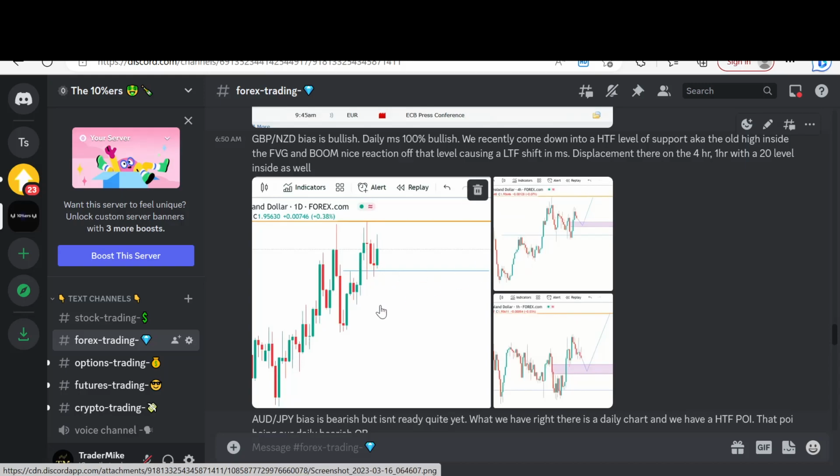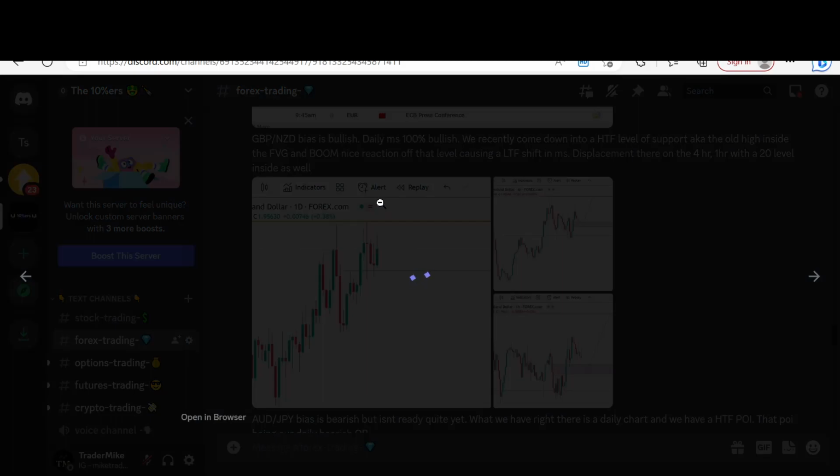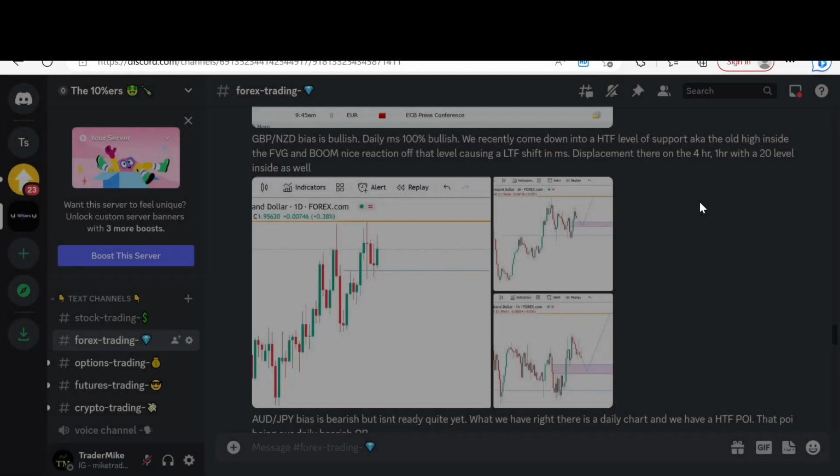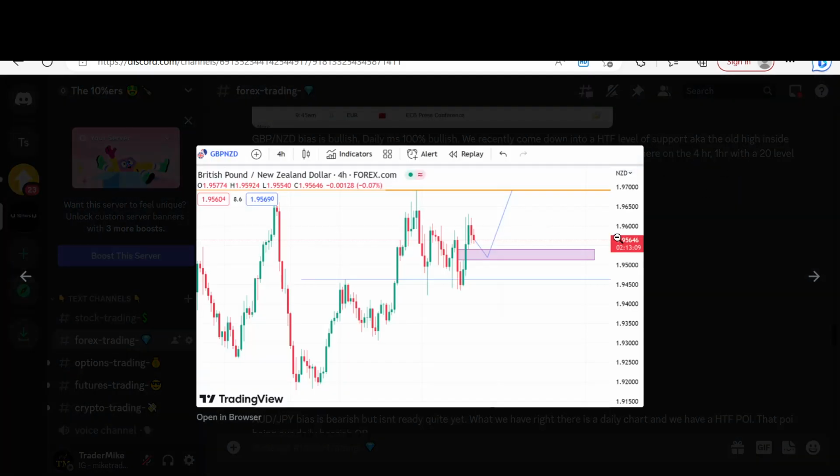And here are the 3 charts that I posted. Let's let it load real quick. There is the daily chart. So there's that old high I was talking about. It came down, boom, bounced off that. And this is the 4-hour chart where we had that shift in market structure with our displacement that created that fair value gap right there. Again, there's that higher time frame level, that daily level, just displayed on a 4-hour now. See how it came down to that level? And then you got your reaction. And then I indicated that I think it's going to trade down into that, rebalance that price action, then come up and take out that buy side.